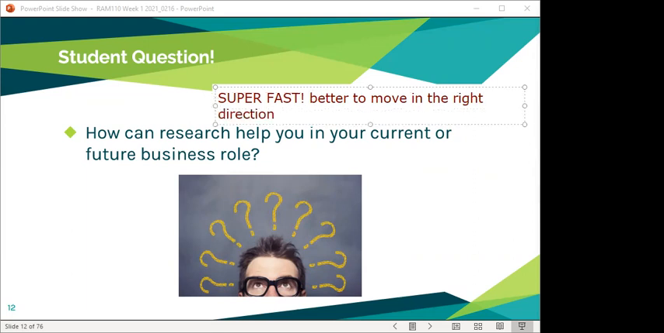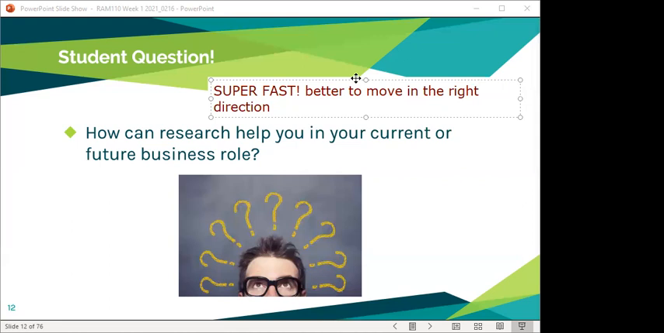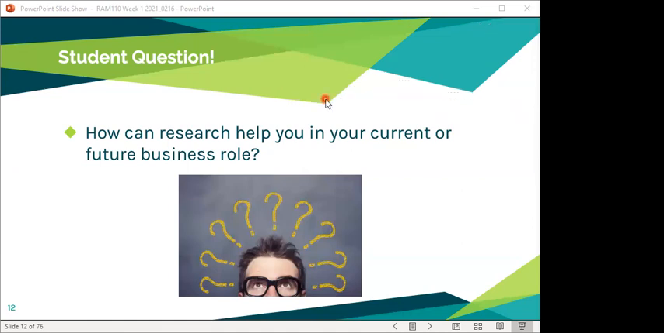Okay, so super fast is good, but the right direction is better. So I think being mindful of that, both speed and accuracy are inversely proportional. So we have to be careful how fast we move, but certainly always good to move in the right direction. All right. Thank you for participating in that student question.